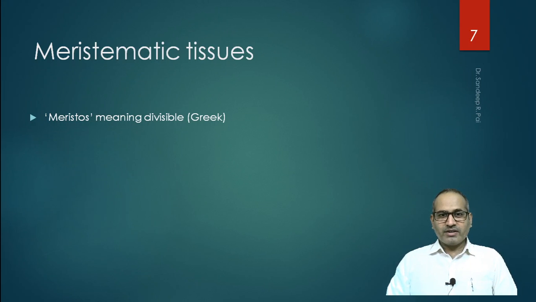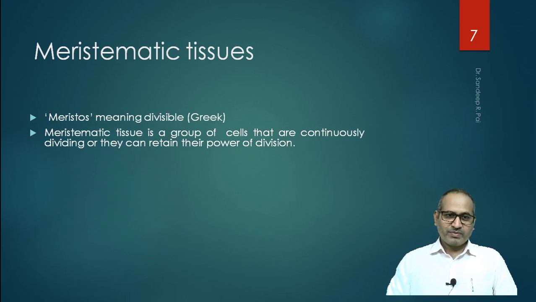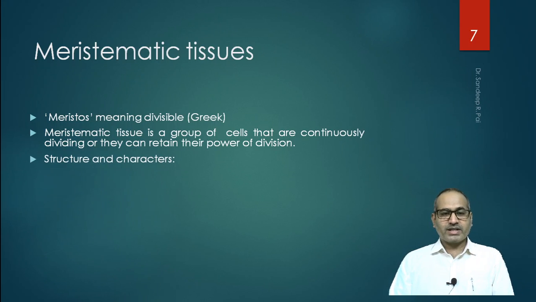Meristos in Greek means divisible, that means which can divide. Meristematic tissue is a group of cells that are continuously dividing or can retain their power of division. So, the cells which can retain their power of division even during the later part of life, or the cells which are in a continuous state of division, will be termed as meristematic tissues or meristematic cells.